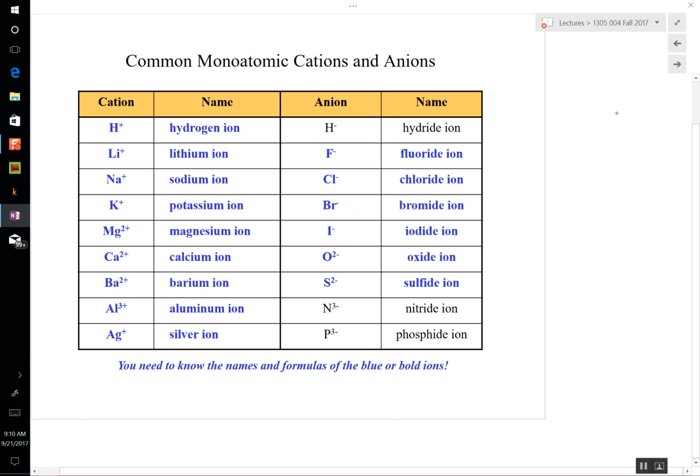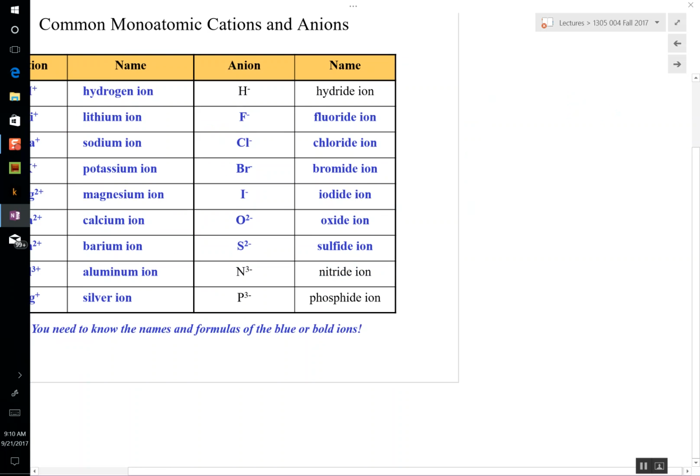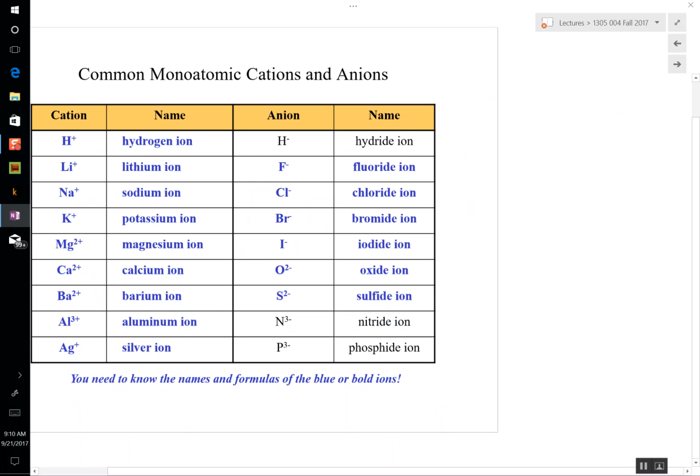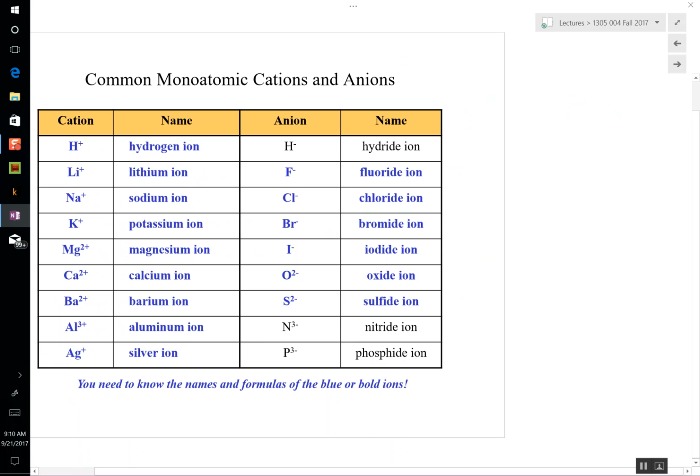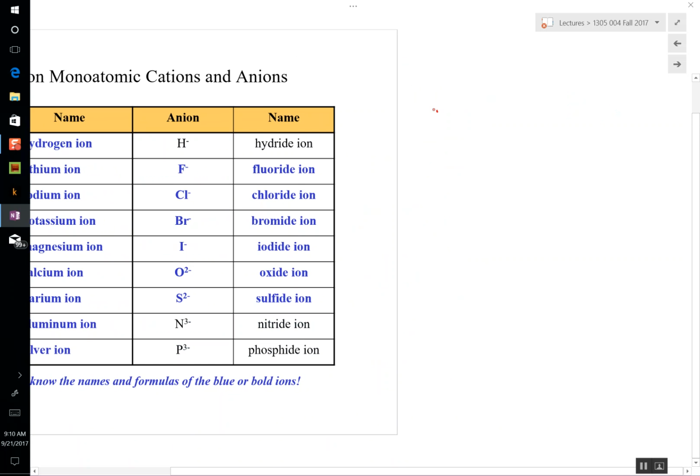All right. Well, let's just do one harder one here. Let's do calcium nitride. I might not even have it on there. Let's just do calcium nitride. So what would that be?